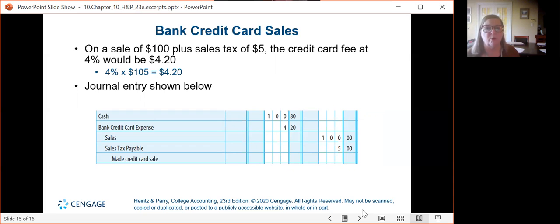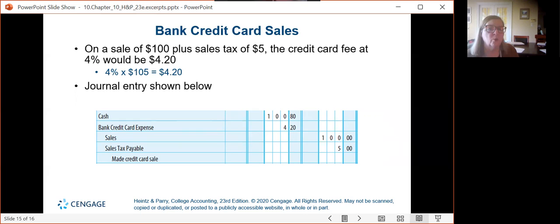So what we do is start with the part of the entry that we know best. When we look at it, we see there's a sale for $100 plus sales tax of $5. We already know what to do with the credit side. We know to credit sales for $100 because that's how much the sale was. And we know to credit sales tax payable for $5 because that's what we're going to owe to the government. So $105 is on the credit side. Now we need $105 worth of debits also.